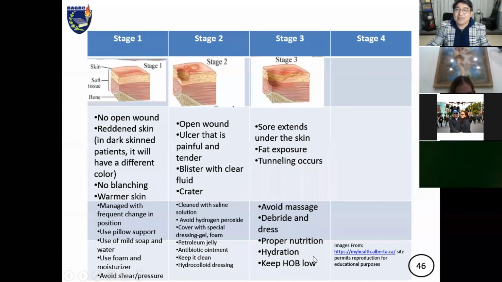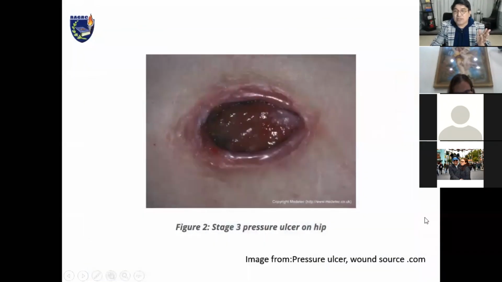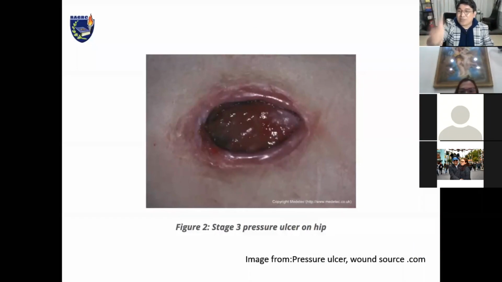Okay, now, let's have the what if again. What if you are shown a picture like this and you are asked to label it? See? This is actually a common difficulty. What we have here are drawings, and the stage 3 in the drawing doesn't look like the actual thing. So, if you are to familiarize yourselves with pressure injury, browse through several pictures because no 2 stage 3 pressure injuries would look the same. Okay? Your hallmark should be the fat exposure.